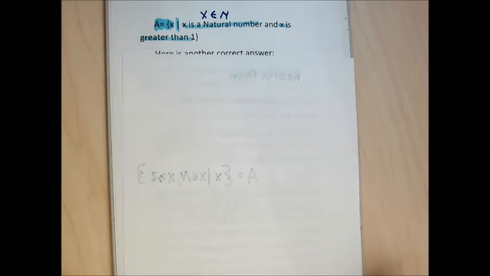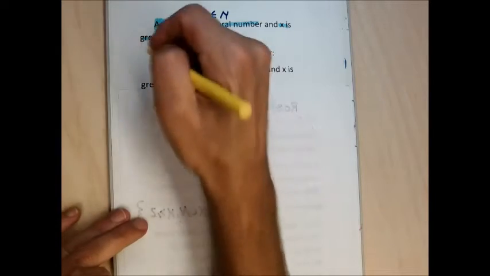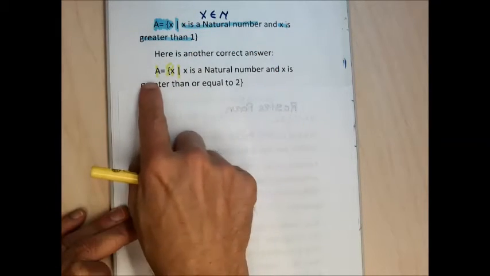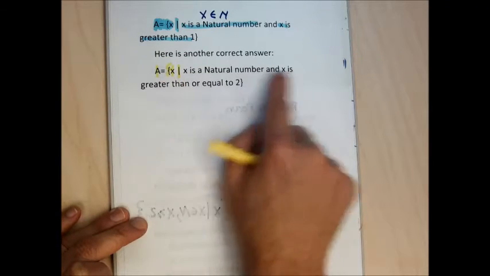Let me go down and show you another correct answer. So, another correct answer, again, you see this commonality. I start off with the name of the set, brace, the letter x, and the vertical bar. A is a set of all x with the property that, and then after that I need two things.